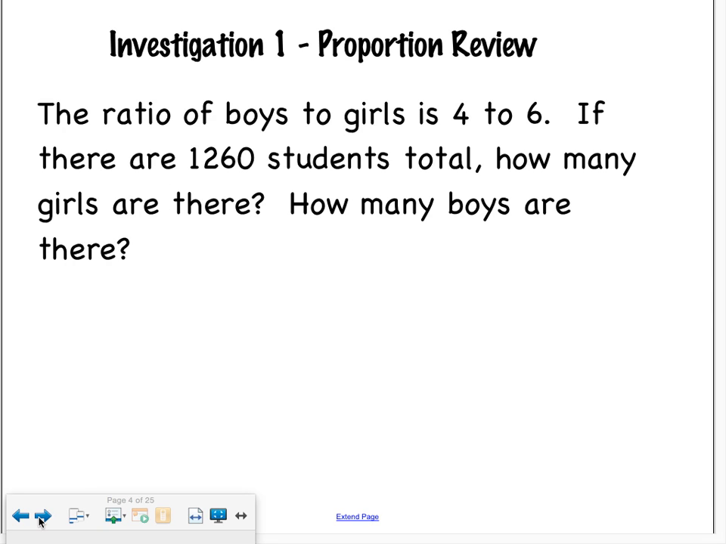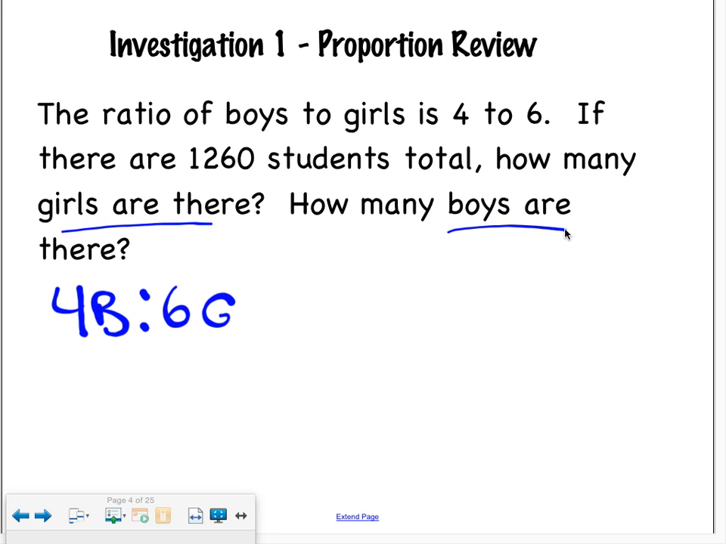All right, so for Investigation 1, I do want to go over how to set up some proportions. We need to remember to label everything, use a variable, and set up the proportions correctly. In this one, they tell us the ratio of boys to girls is 4 to 6. So we have 4 boys to 6 girls. If there's 1,260 students total, we want to know how many girls there are, and how many boys there are. Let's solve for how many boys there were.